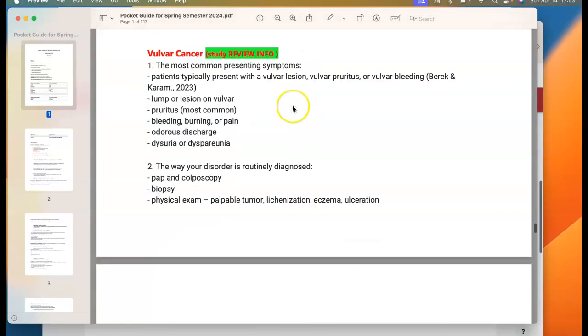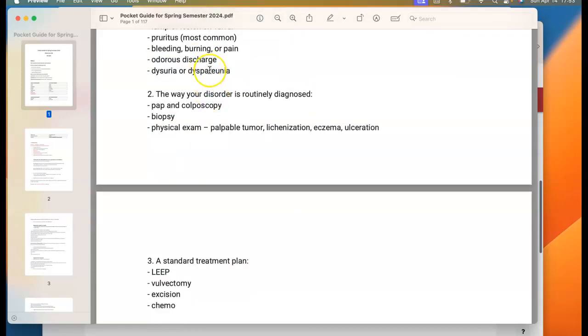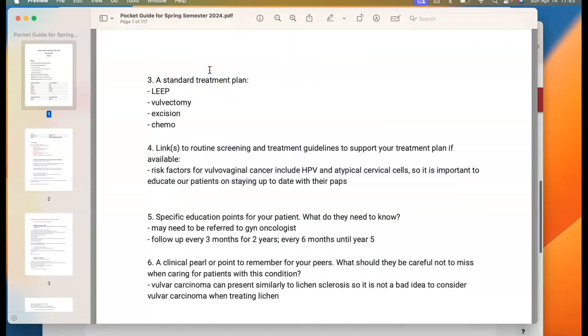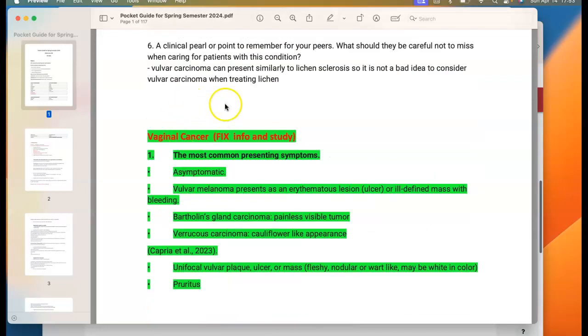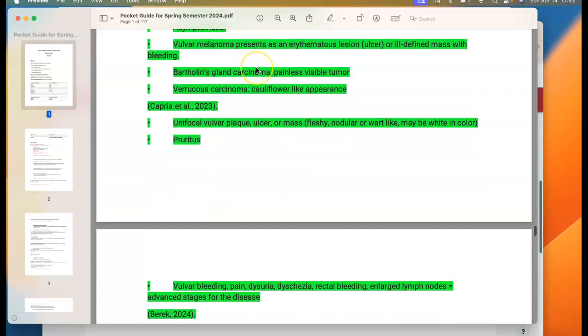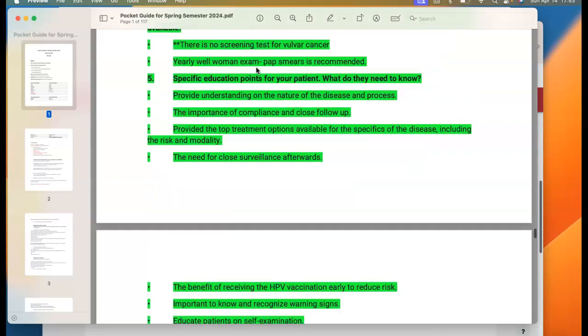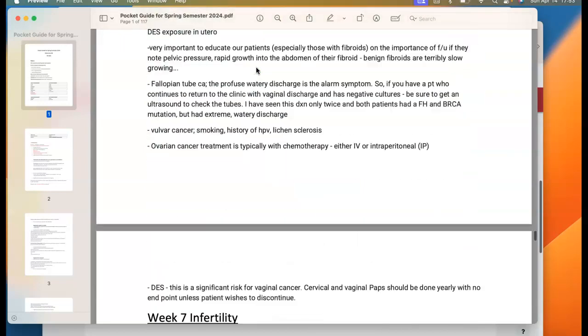Vulvar cancer, I put this as needing to study for one of the exams, but just the signs and symptoms, how it's diagnosed, a standard treatment plan, and links that we might need to know. And then vaginal cancer, I provided the information about this here, as well as risk factors for vaginal cancer.